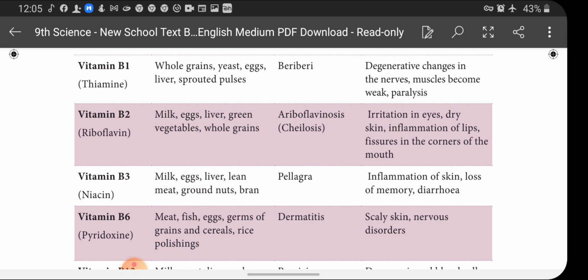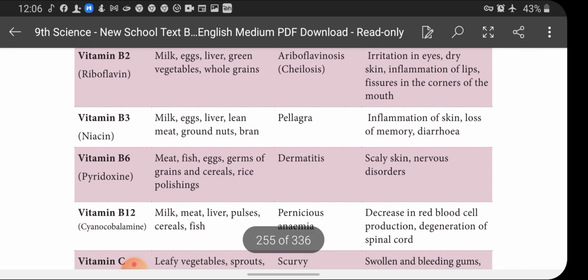And symptoms are degenerative changes in the nerves, muscles. Muscles become weak, paralysis. Next, vitamin B2, riboflavin. It is present more in milk, eggs, liver, green vegetables, whole grains. And its deficiency disease is erythroflavinosis, that is the deficiency disease of vitamin B2. And the symptoms are irritation in eyes, dry skin, inflammation of lips, fissures in the corners of the mouth.